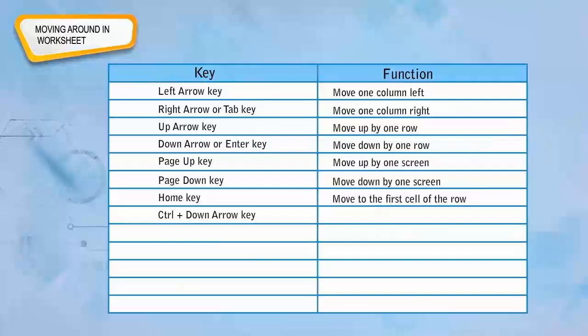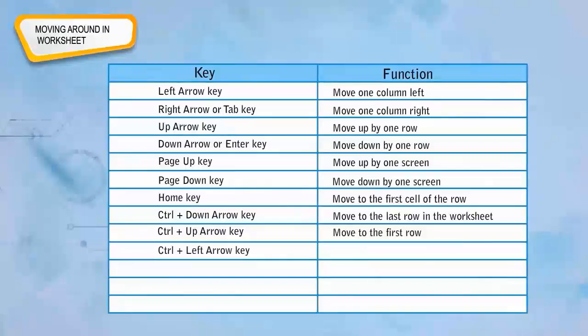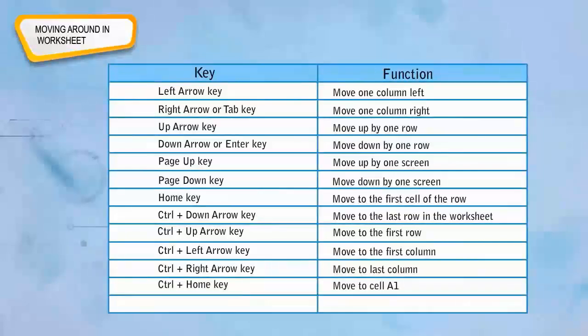Control plus down arrow key, move to the last row in the worksheet. Control plus up arrow key, move to the first row. Control plus left arrow key, move to the first column. Control plus right arrow key, move to the last column. Control plus home key, move to cell A1. Control plus end key, move to the last used cell in worksheet.